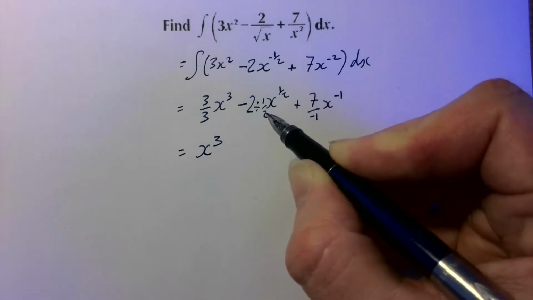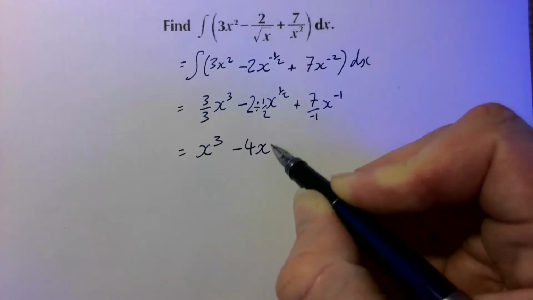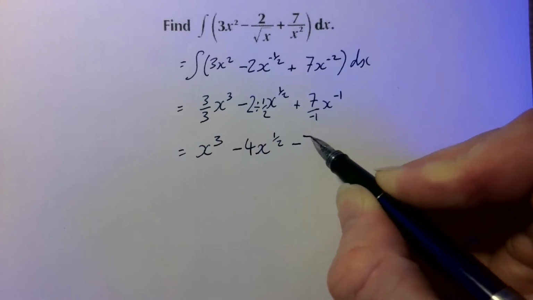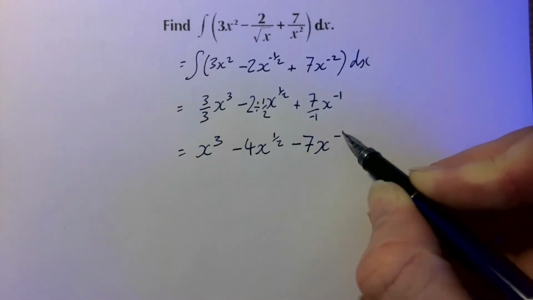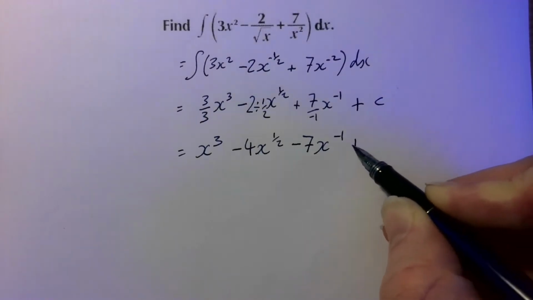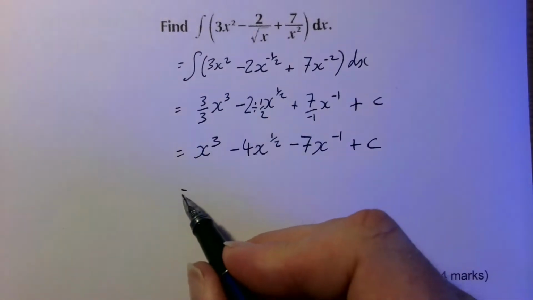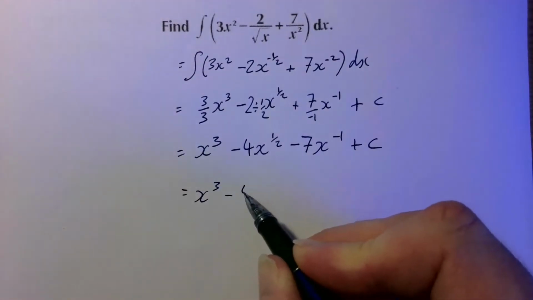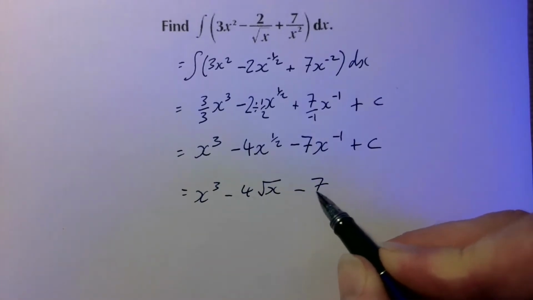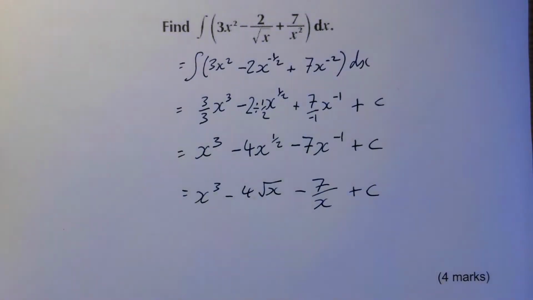Dividing by a half is the same as multiplying by 2, so that's minus 4x to the half, and then dividing by negative gives us minus 7x to the minus 1. Oh, and should have put in the plus c. Lose a mark if you don't do that. You can leave it like that, it's fine. If you've written it as 4 root x and minus 7 over x plus c, that's fine as well.